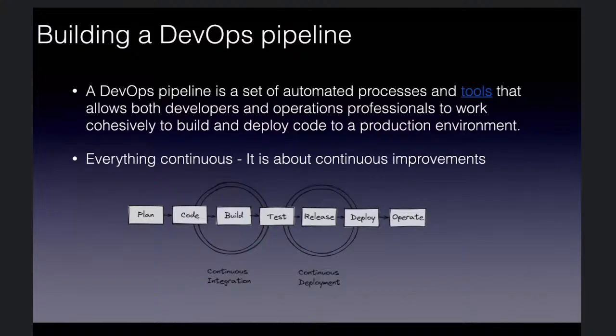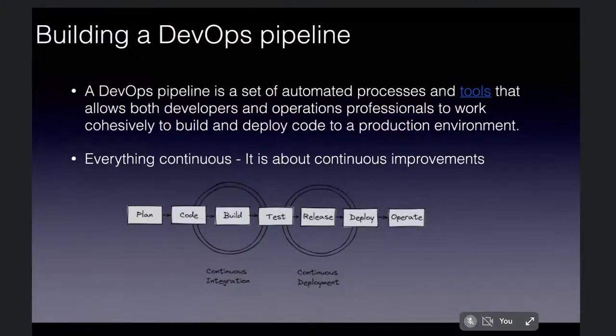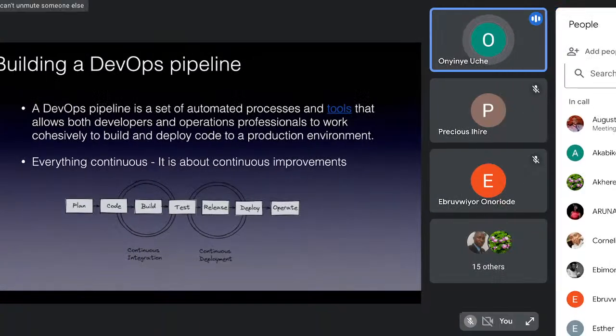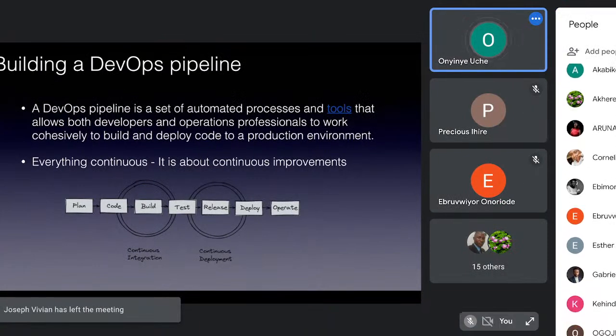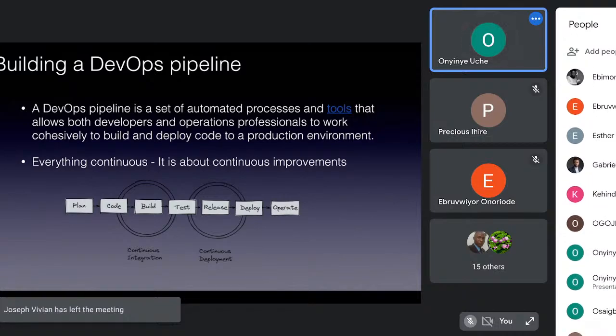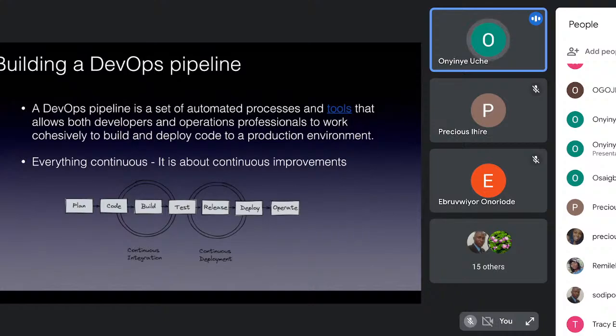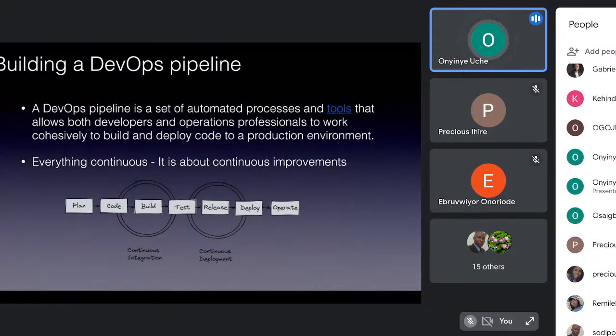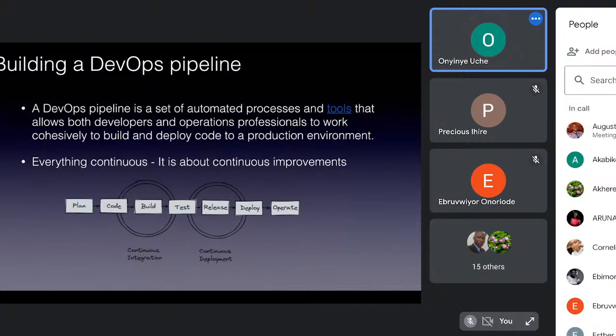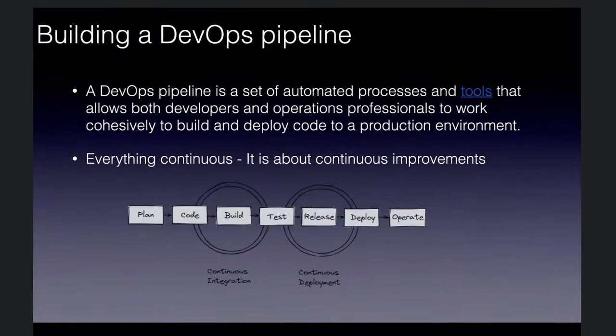So the DevOps pipeline is a set of automated processes and tools, emphasis on some of the things we've highlighted as the core values of DevOps. Automated processes, tools that will allow the developers and operation professionals to work together to build and deploy code to production. So everything from when my code goes from my laptop to that server is your DevOps pipeline.